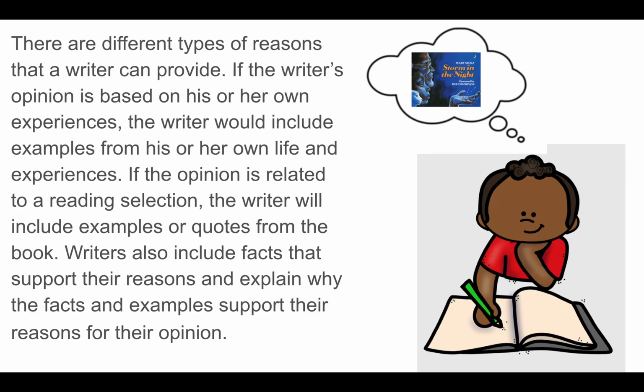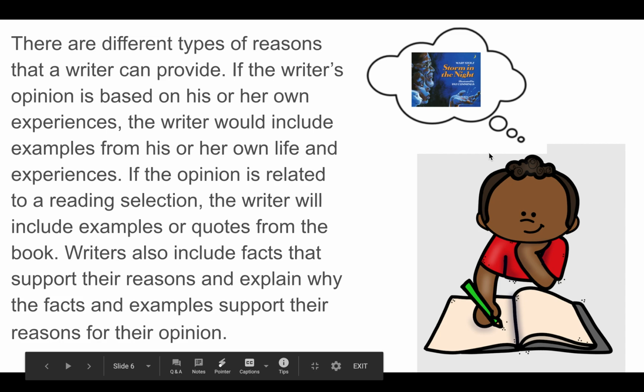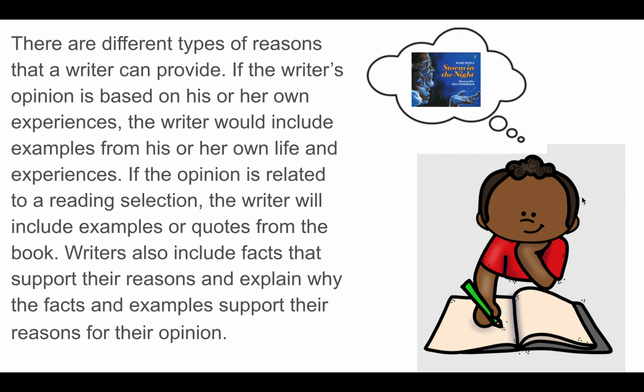There are different types of reasons that a writer can provide. If the writer's opinion is based on his or her own experiences, the writer would include examples from his or her own life and experiences. So, for example, if you could think back to when there was a bad thunderstorm or a storm at nighttime, you would be writing about your own experience. If the opinion is related to a reading selection, the writer will include examples or quotes from the book. So if you were to write about Storm in the Night, you would use the text to help you. Writers also include facts that support their reasons and explain why the facts and examples support their reasons for their opinion.